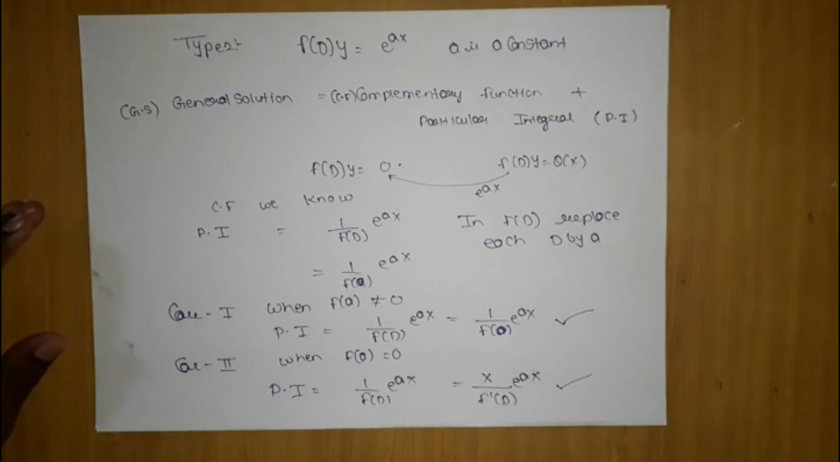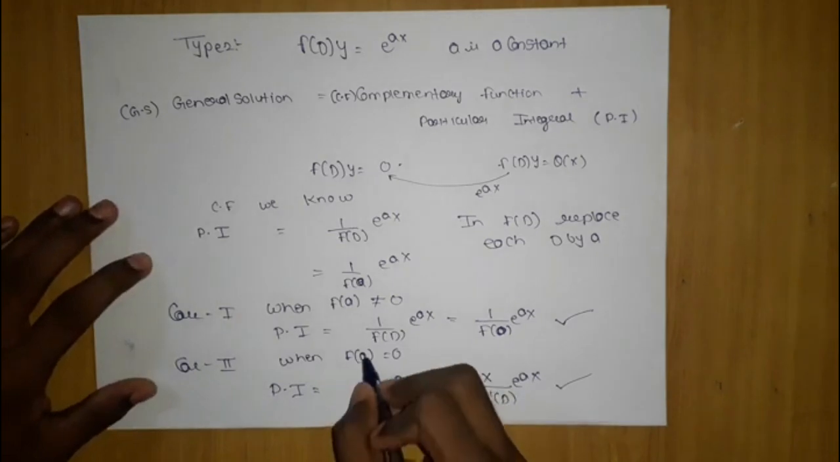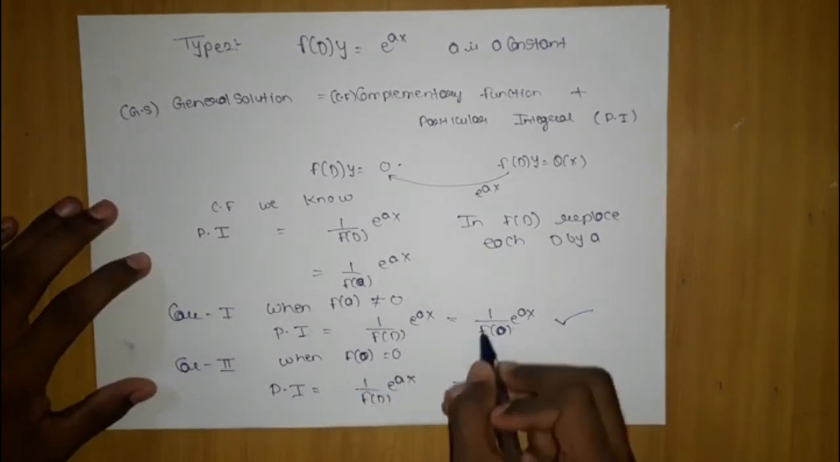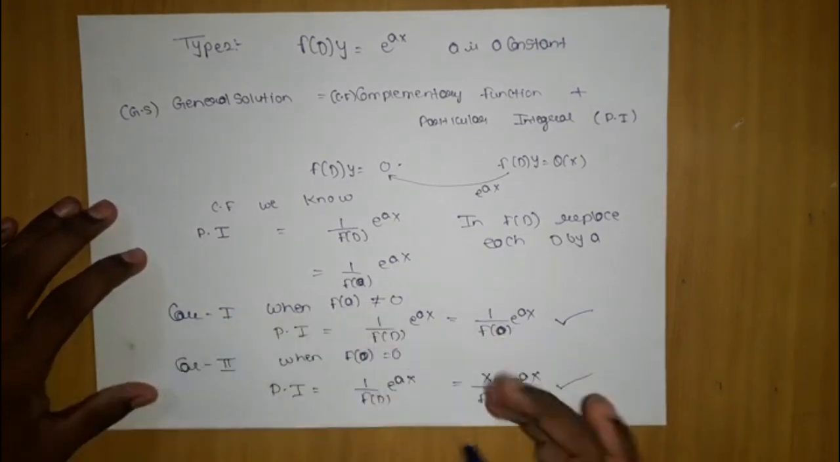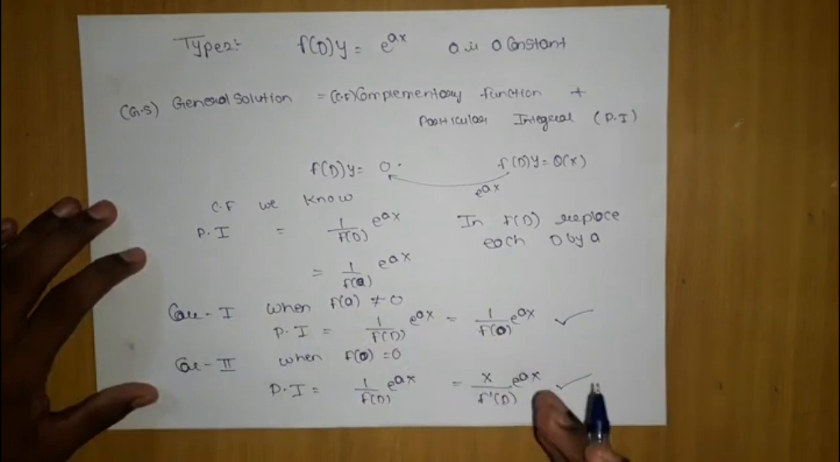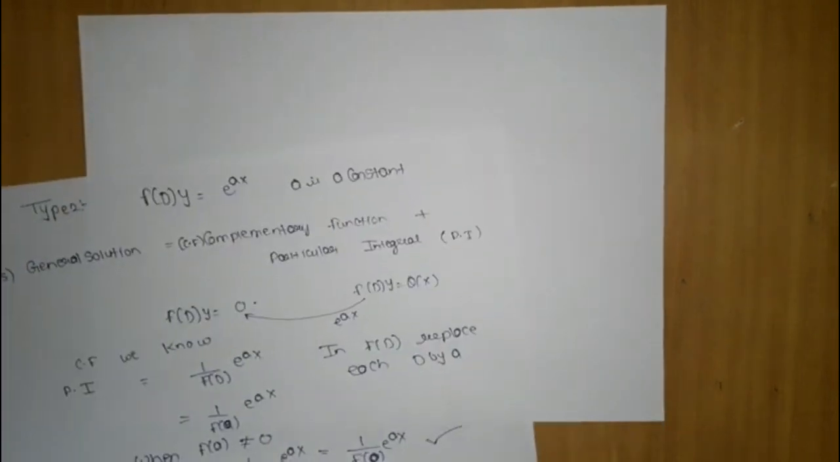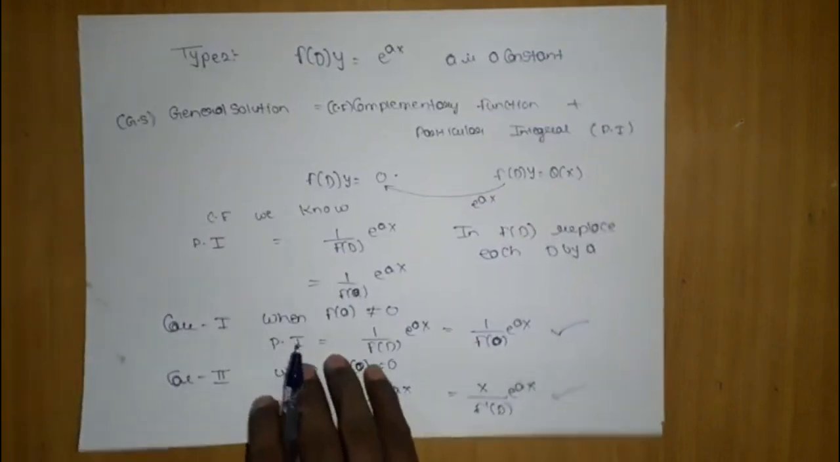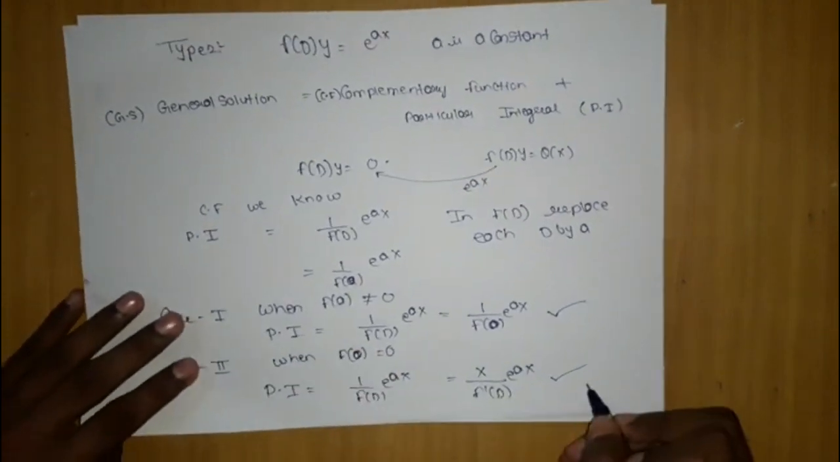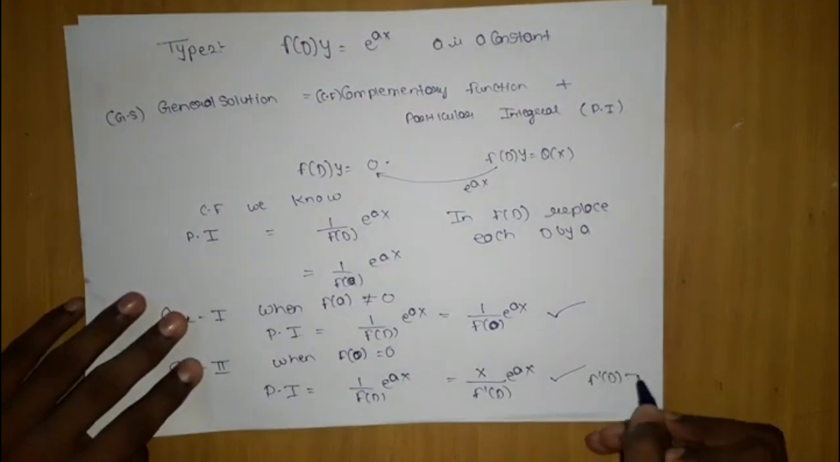Now why we did it, again we will revise. Here, when we replaced D by a, we got f of a equal to 0. In this case we have to differentiate f of D once and multiply the top by x, and then you will get the particular integral. That's it. Now let's see the next case. And one more thing, this will be your answer only if f dash of a is not equal to 0.